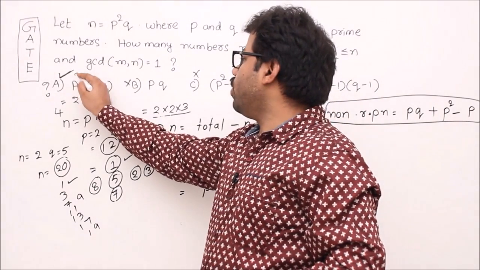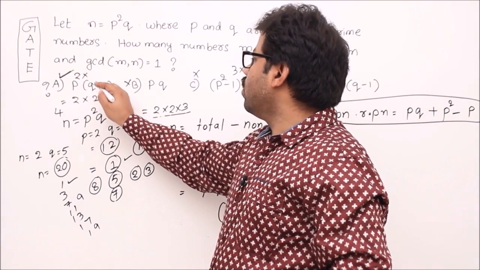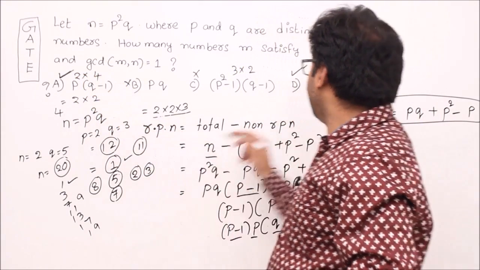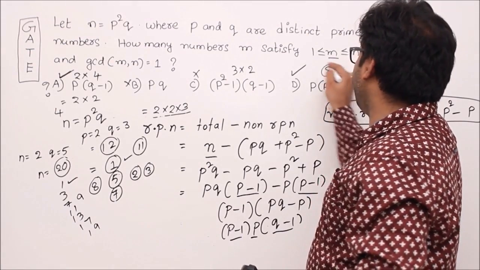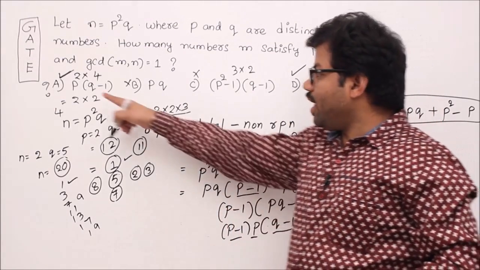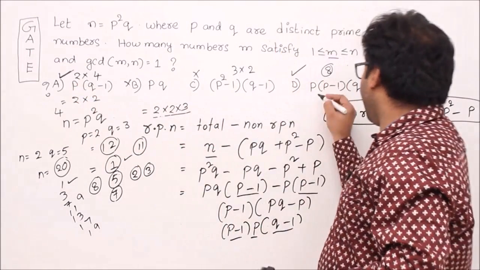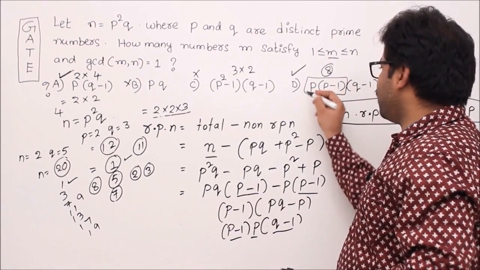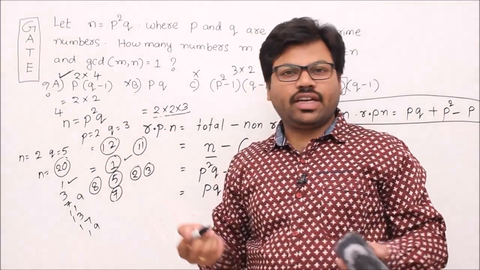Then it will become 2 into 5 minus 1, 4, 8. This one also gives 8. The reason I will tell you: whenever you take p as 2, then p and p into p minus 1 give the same answer. That's why for everything you are getting the same answer.